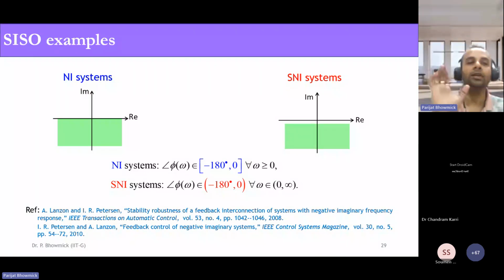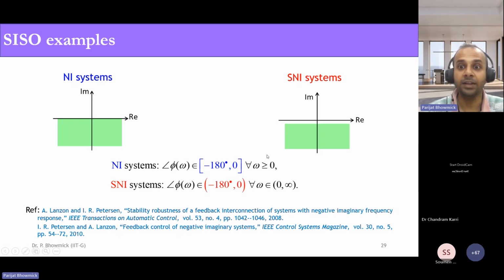Suppose you are given an LTI system, you can easily find out the polar plot. If not by hand, you can always use MATLAB. And then you check whether the polar plot, that means the positive frequency branch of the Nyquist plot, resides in the union of the fourth and third quadrant. It can also touch the real axis. In that case, it will be an NI system. Its phase angle contribution will be in the closed interval of minus pi to 0.